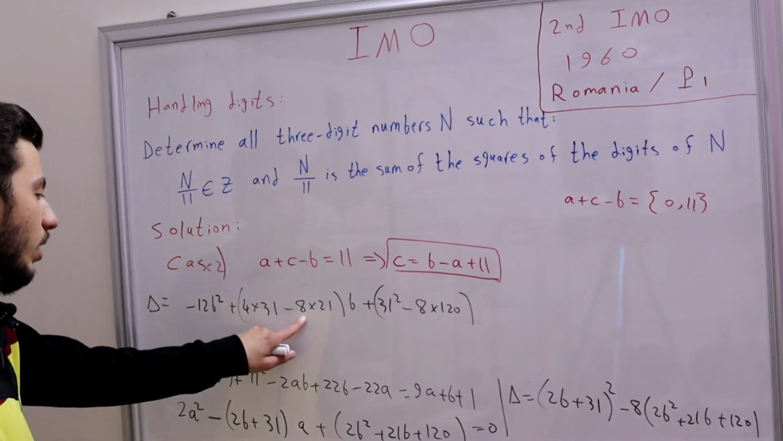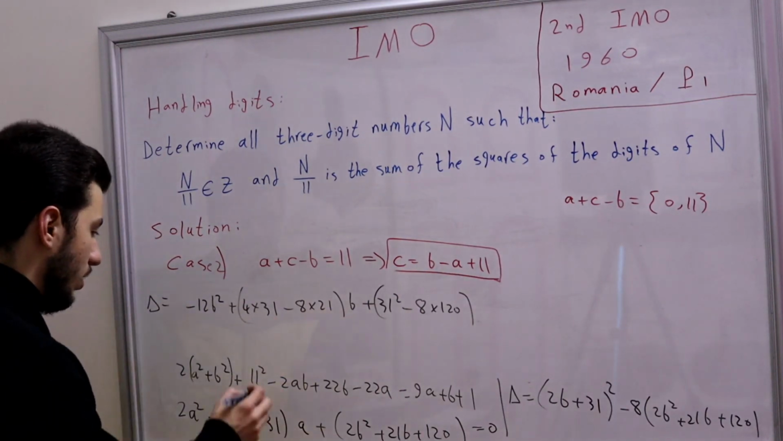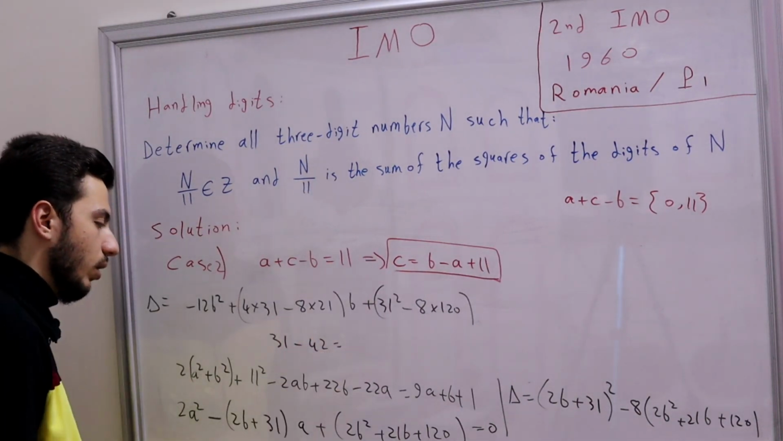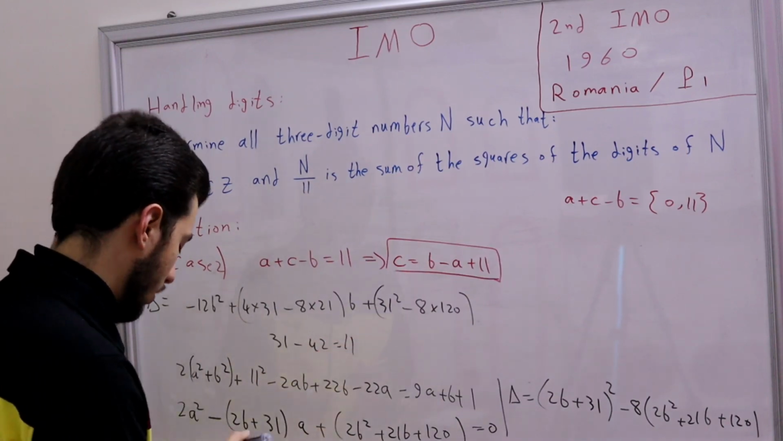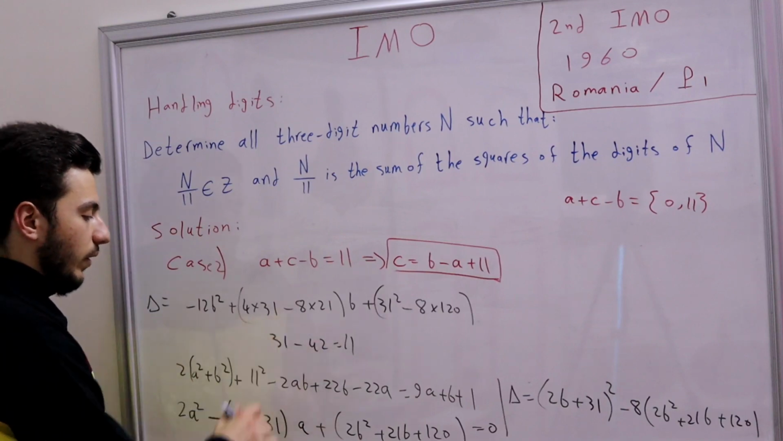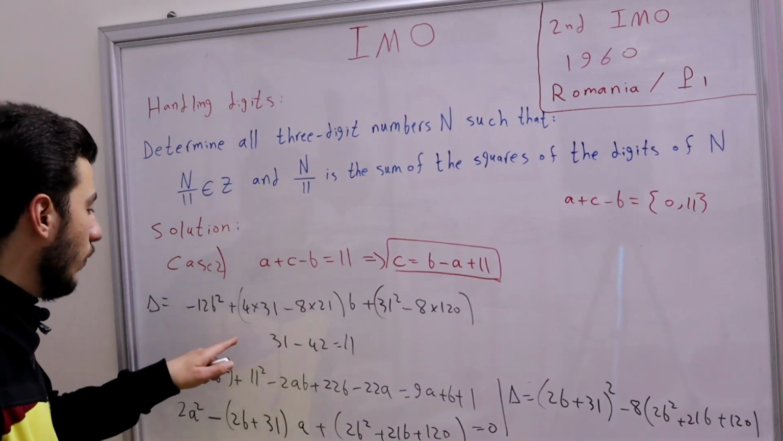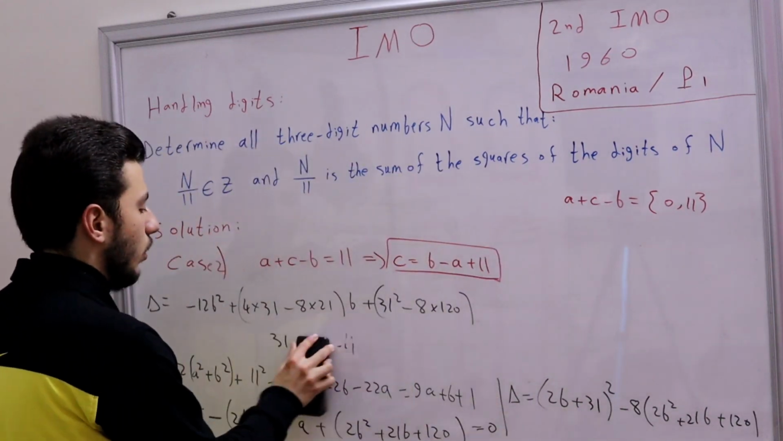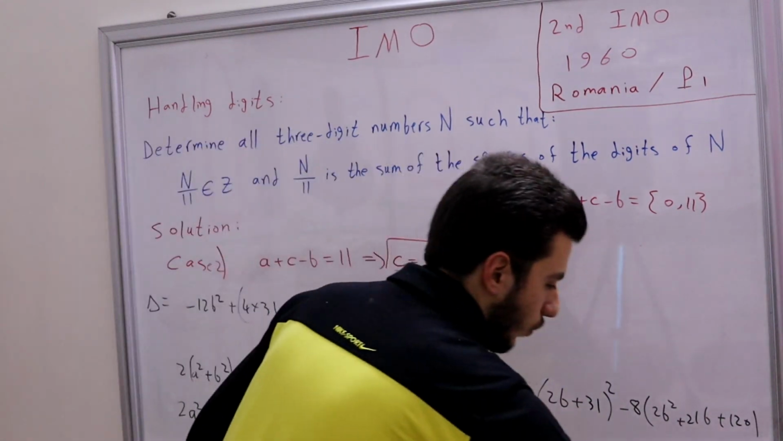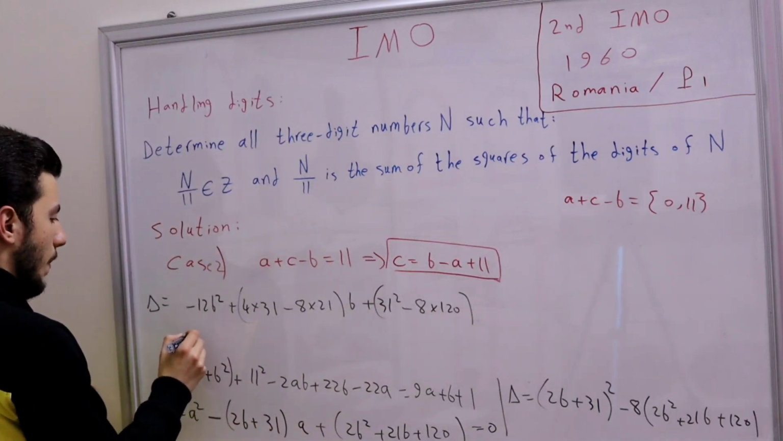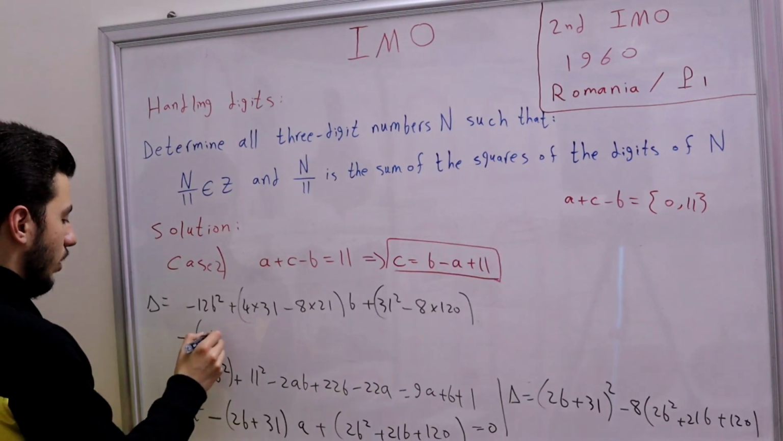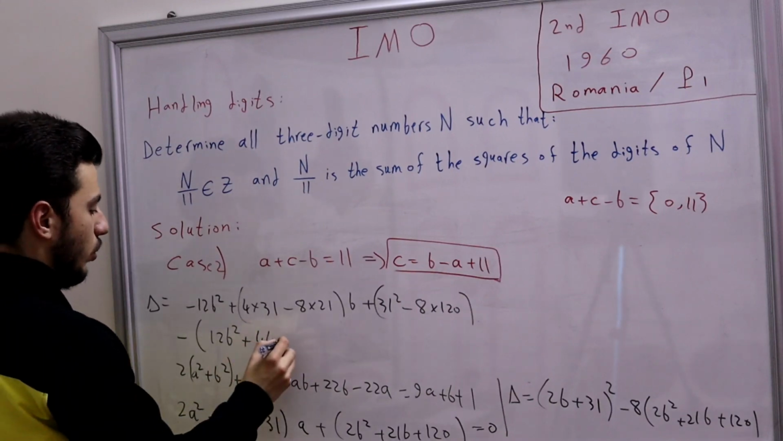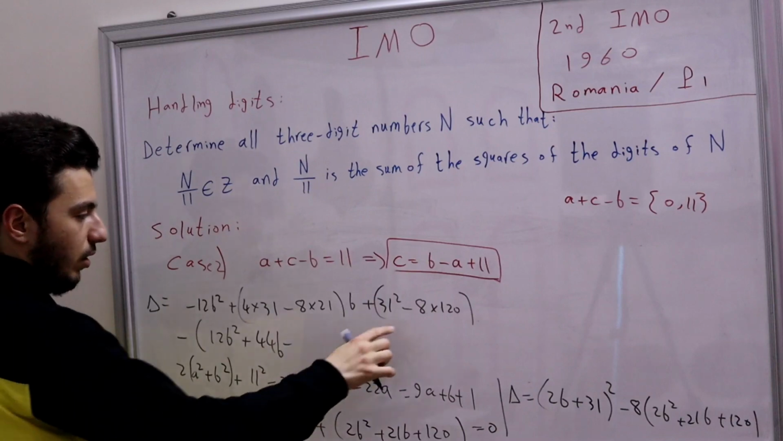Actually, we can evaluate this because we can take 4 as a common factor, and this will simply be 31 minus 42, and this is simply 11 actually. Okay, great. So you see, we don't always need to evaluate everything, because we can, for example, here take a common factor as 4, and then we need to multiply it by 4. So this will be simply 44, minus 44. So let's take the minus outside. 12b squared plus 44. And now this should be b, minus this number.